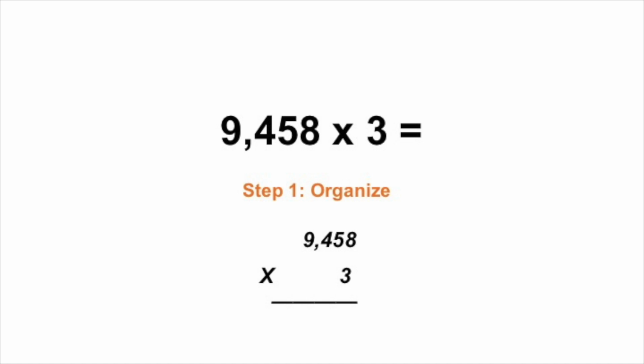So remembering, we always start with the ones. 3 times 8, 24. So we have our answer for our ones column. We can write 4 as the answer, and what do we carry over? 2. You see? And then we move left from the ones to the tens. 3 times 5 equals 15. Excellent. You see, 3 times 5 is 15. Plus the 2 we carry over, 17. So we can write 7 and carry the 1.